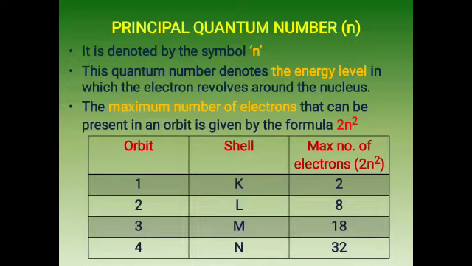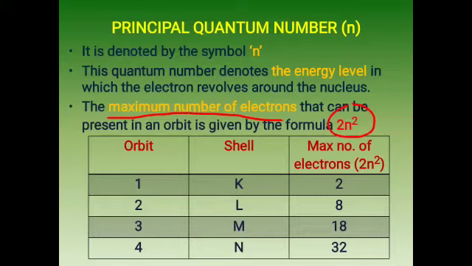energy levels. That is, how many electrons can the first energy level hold? How many can the second energy level hold? Third, fourth, fifth, and so on. What is the maximum number of electrons each energy level can hold? These details can be given by the principal quantum number. The maximum number of electrons present in an orbit can be calculated by the formula 2n square. Here n represents the orbit.